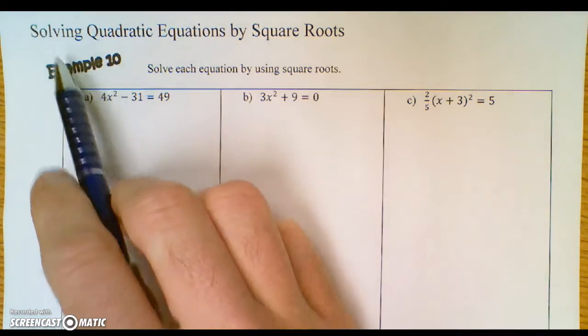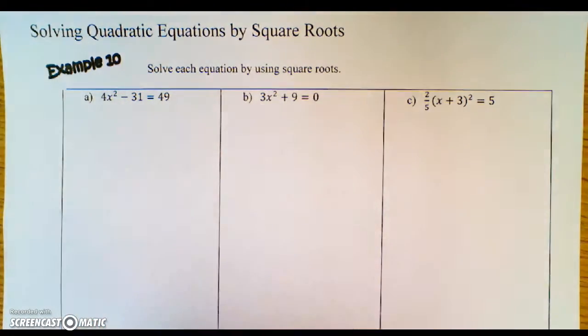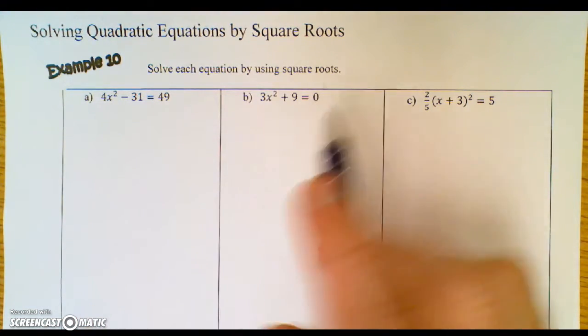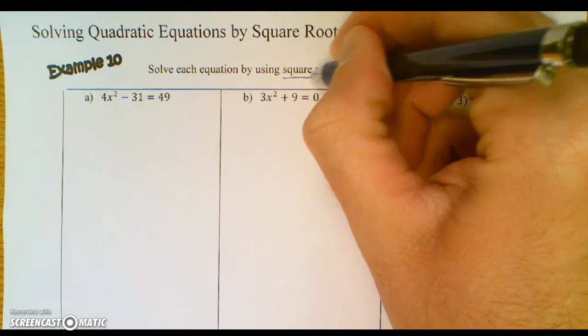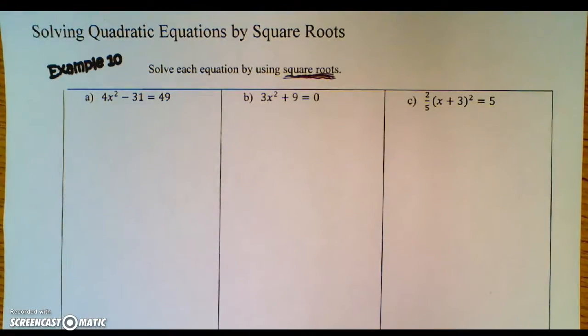For this video, we're going to work on solving quadratic equations by taking square roots. And we're going to look at example 10 from the Unit 2 on quadratics in your notes. So we're going to solve each equation by taking square roots. So remember, square roots is how you undo a square in order to get a solution.